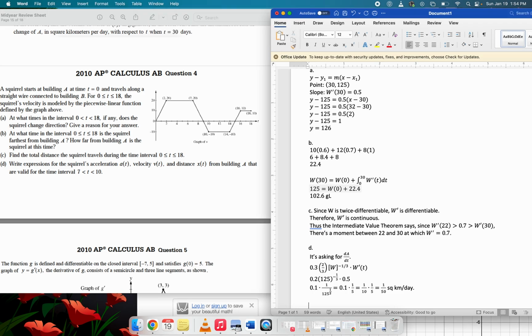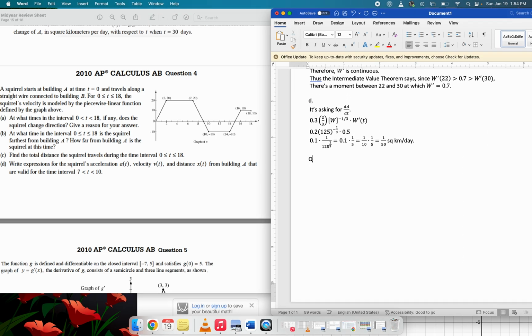Question 4. A squirrel starts at building A at time t equals 0 and travels along a straight wire connected to building B. For t between 0 and 18, the squirrel's velocity is modeled by the piecewise linear function defined by the graph above. At what times in the interval between 0 and 18, if any, does the squirrel change direction? So this is a graph of the squirrel's velocity.